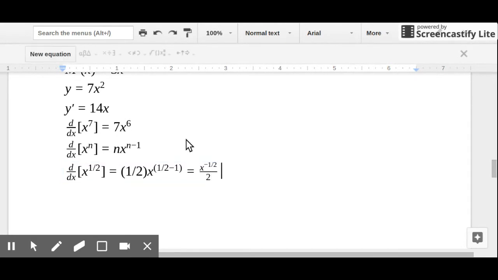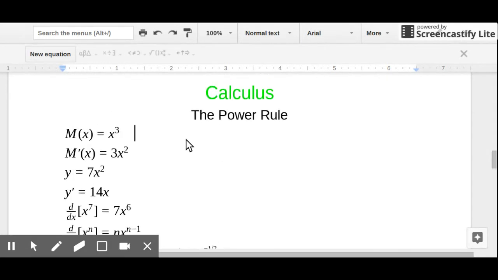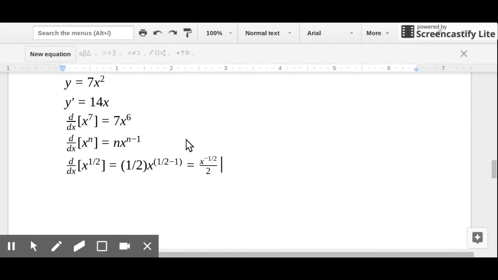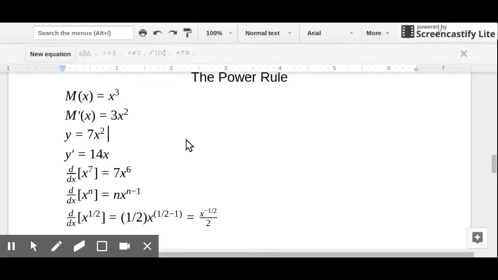Okay, so that's the power rule. It's pretty simple. All right, pretty simple. We'll go over some more examples on this, because now we can put the power rule and the constant rule together as one.